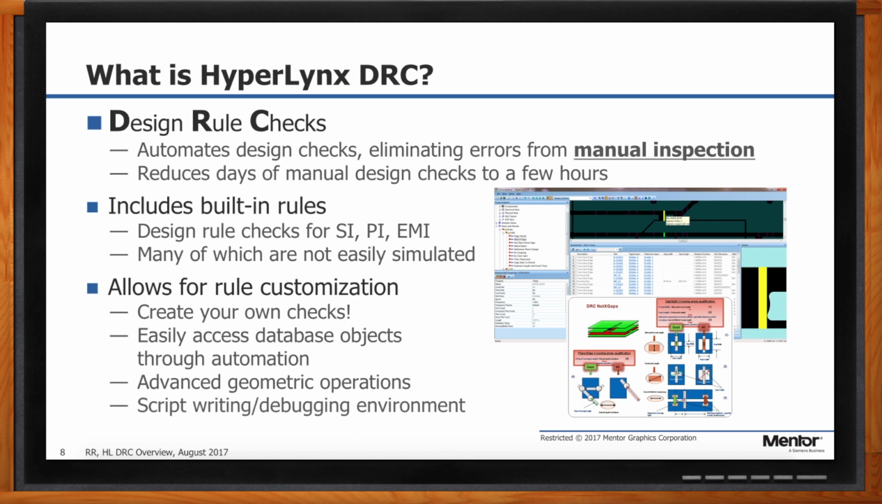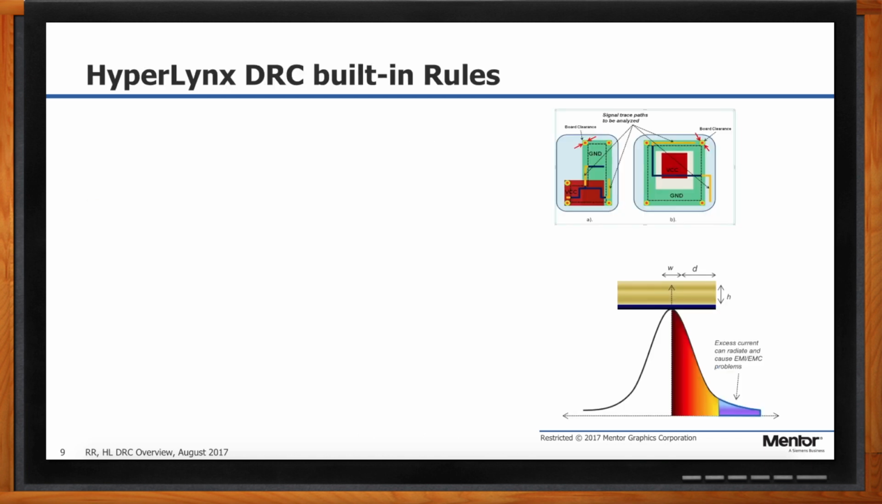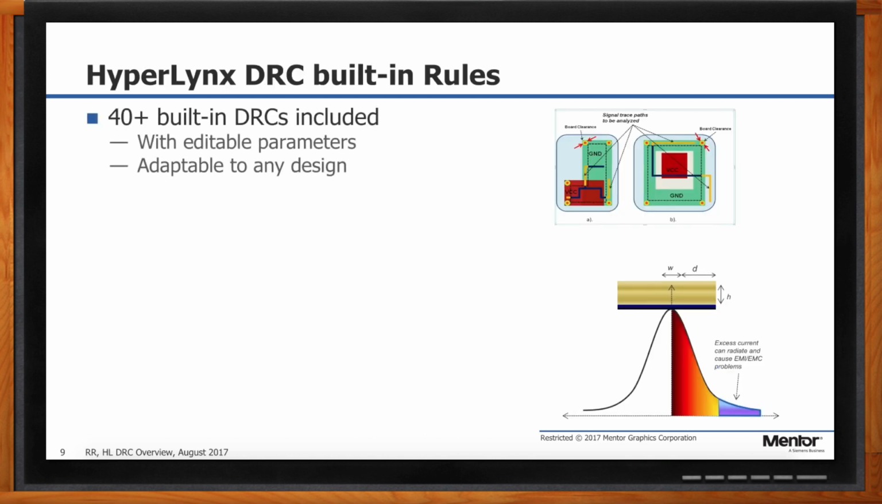Cool. Okay. So what kind of out-of-the-box checks are we looking at here? The ones that layout won't check for? Yeah. So currently, every release, we add more DRCs to Hyperlynx DRC. But right now, there's a little over 40 built-in rules. They're broken down into 3 different categories. We have the examples being for EMI checks.